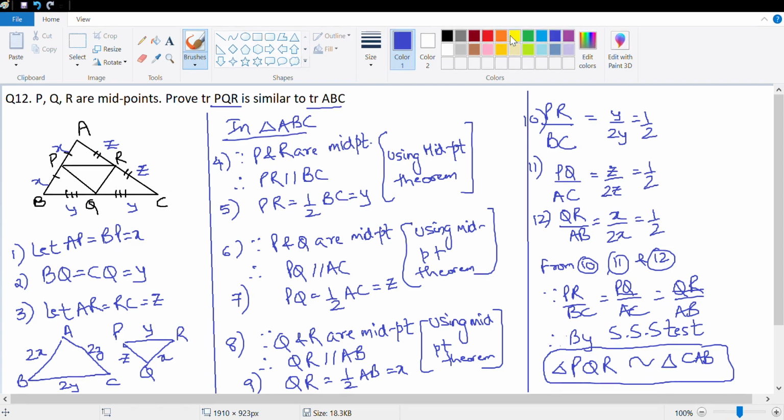Perfect. Please note that in this question they wanted us to prove it similar to ABC. This question should have read triangle CAB. Interesting question. Maybe the first question that we solved in this chapter using the SSS method. Good. Let's look at the next question.